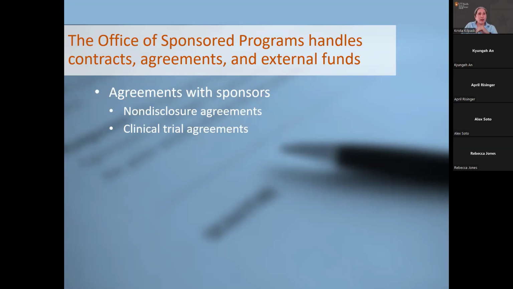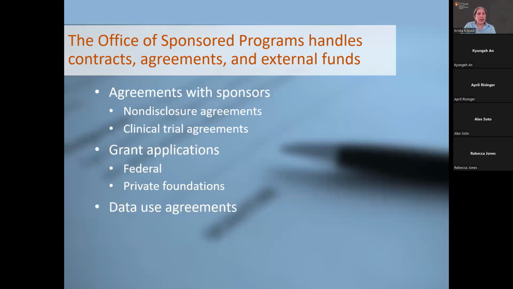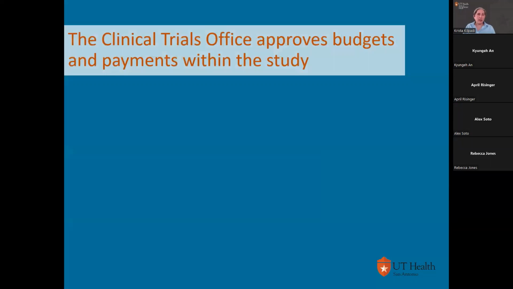And the Office of Sponsored Programs also handles any sorts of grant applications that you may be getting. So you've got your federal grants, any private foundation grants, all of those need to be handled through the OSP office. And finally, the OSP office also handles data use agreements. So if you have research data that you're sharing with another entity and want to make sure that you're doing that right, you're going to go through the Office of Sponsored Programs, and they're going to arrange those data sharing agreements for you.